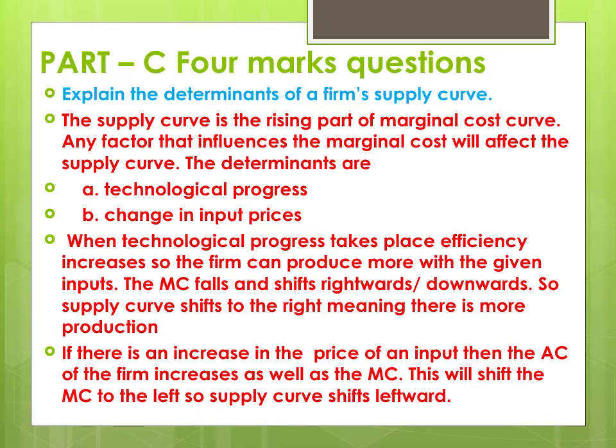When technological progress takes place, efficiency increases so the firm can produce more with the given inputs. The marginal cost falls and shifts rightwards or downwards. So the supply curve shifts to the right, meaning there is more production. If there is an increase in the price of an input, then the average cost of the firm increases as well as the marginal cost. This will shift the marginal cost to the left, so the supply shifts leftwards.